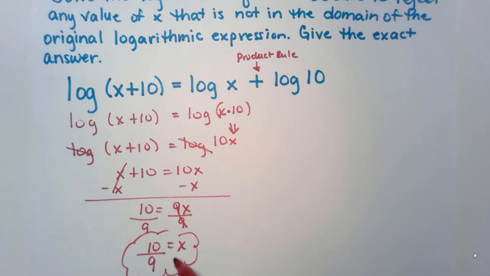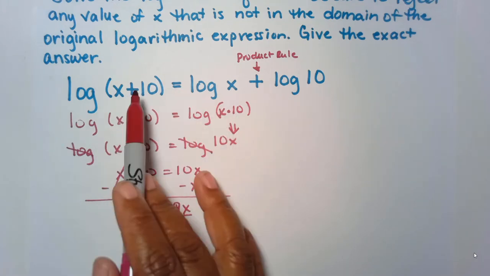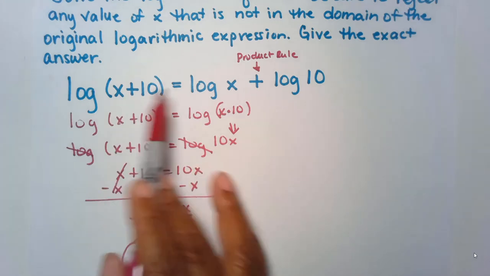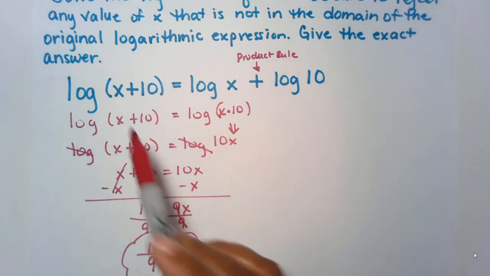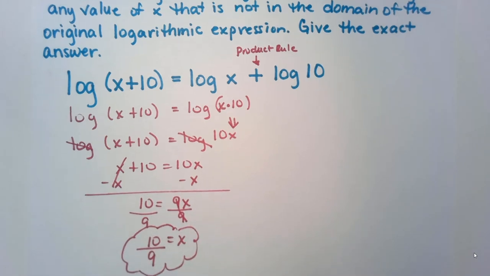Now we can go back, plug 10 over 9 into our original equation, but as we substitute 10 over 9 in for x, it is positive. Therefore, 10 over 9 is greater than 0, i.e. this is our final answer.